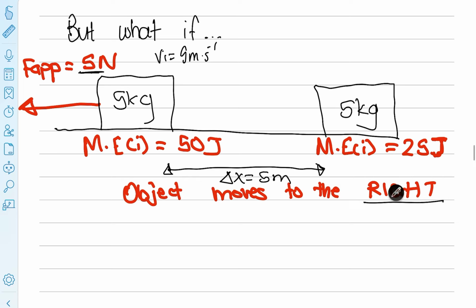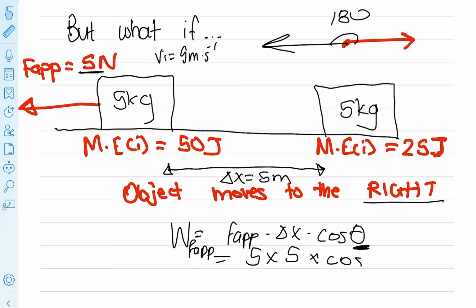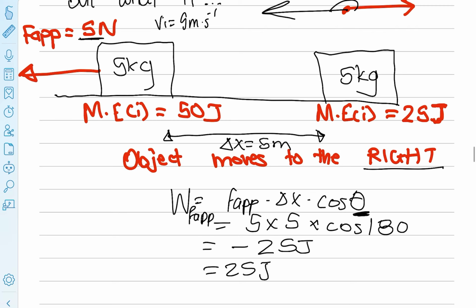So now, let's calculate the work done by the applied force here. We'd say applied force multiplied by delta x multiplied by cos theta. It is still 5 multiplied by 5 multiplied by cos theta. And here, we check the angle, right? We're saying our object moves to the right, but our applied force is to the left. The angle between them is 180. So here we actually have cos 180. Then you guys will see your answer will be minus 25 joules. Basically, 25 joules of removed energy.